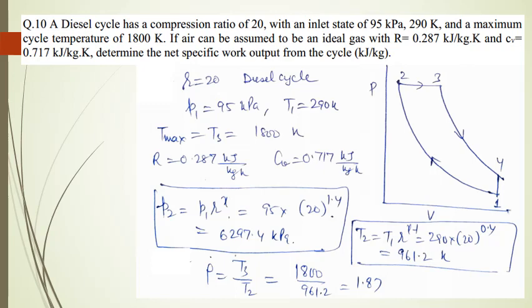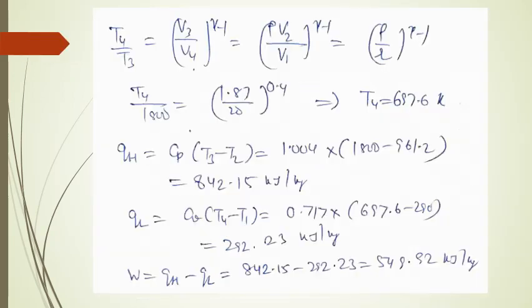And T2, which is equal to T1 into R raised to power gamma minus 1, comes out to be 961.2 Kelvin. Rho, which is equal to T3 upon T2, comes out to be 1.87. Now T4 upon T3, which is equal to V3 upon V4 raised to power gamma minus 1, and which is eventually rho upon R raised to power gamma minus 1. This expression will give us the value of T4, and that comes out to be 697.6 Kelvin.